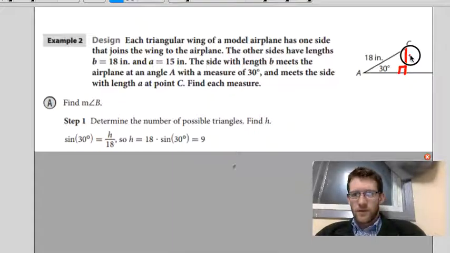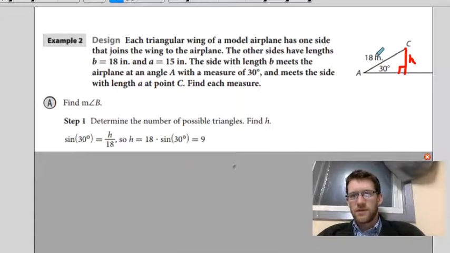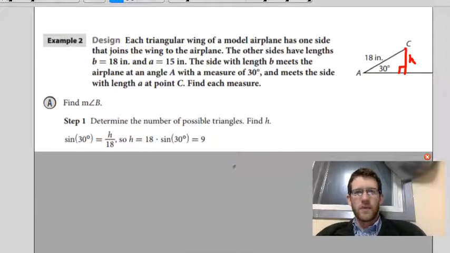And so we're basically going to label this as H. We need to calculate H. Note here, it makes a right triangle, so we can set up our formula here. The sine of 30 degrees is equal to H over 18, and then solve for H. Some of you astute guys may have noticed it's a 30, 60, 90 triangle. So therefore H is just half of 18, or 9.